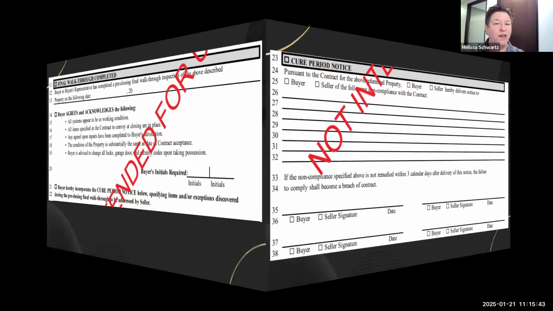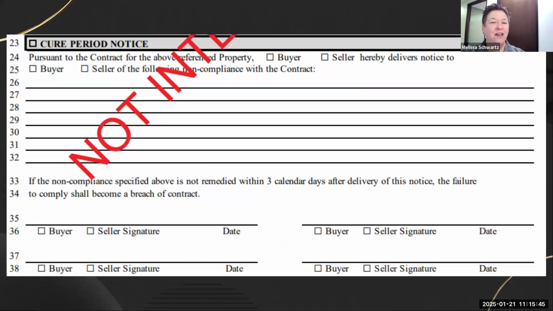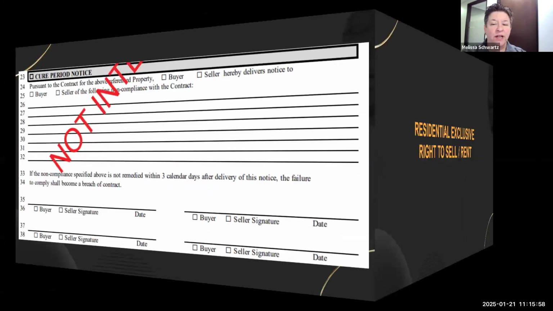notice, which guess what is right here? Look, cure notice. Following stuff has not been completed. Non-compliance with the contract, i.e. they didn't do something that was supposed to be done, or it's not being delivered in the same condition, right? That would be non-compliance with the contract.